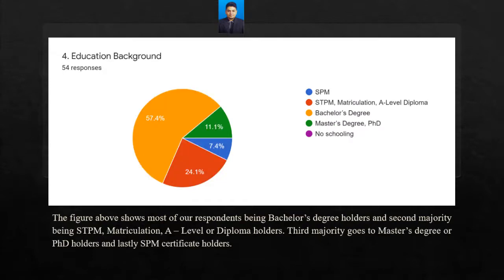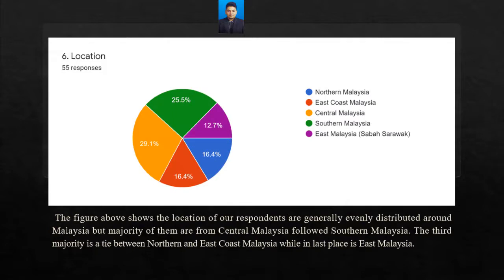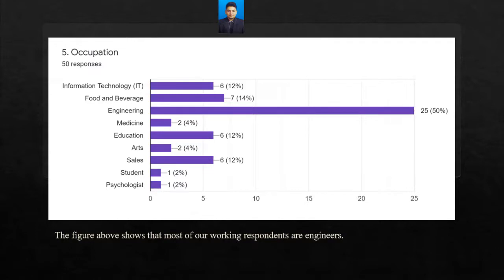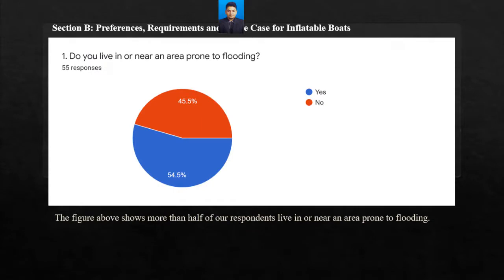This figure shows almost 60% of our respondents were bachelor's degree holders. This figure shows the location of our respondents is generally evenly distributed around Malaysia. This figure shows that our respondents were mostly engineers, but the majority of them are from central Malaysia, followed by southern Malaysia. Now we will look at Section B, Preferences, Requirements and Usage Case for the inflatable boats.